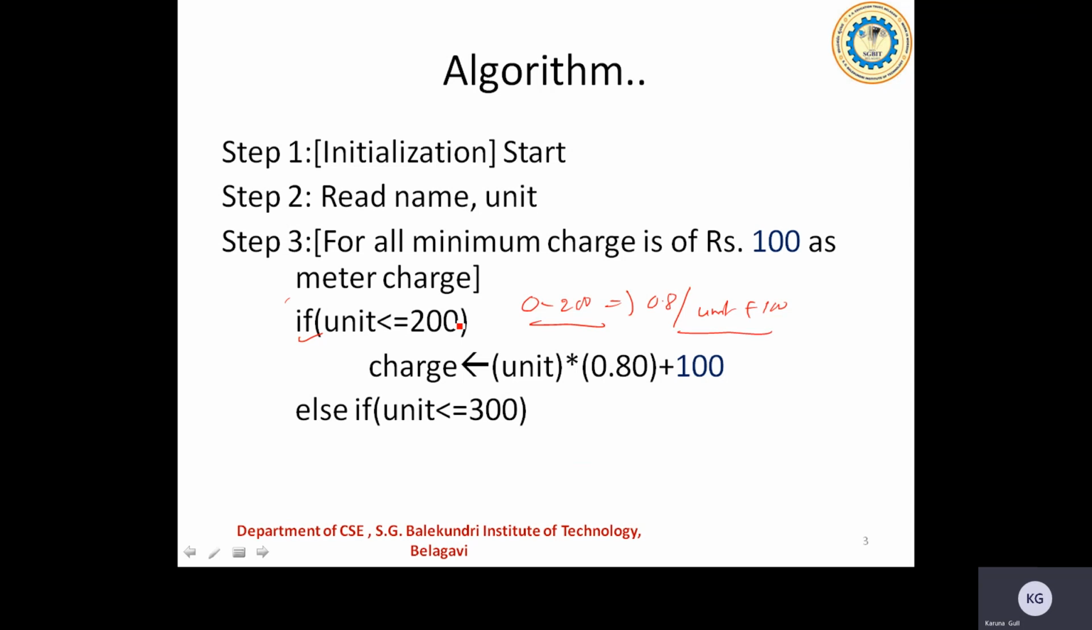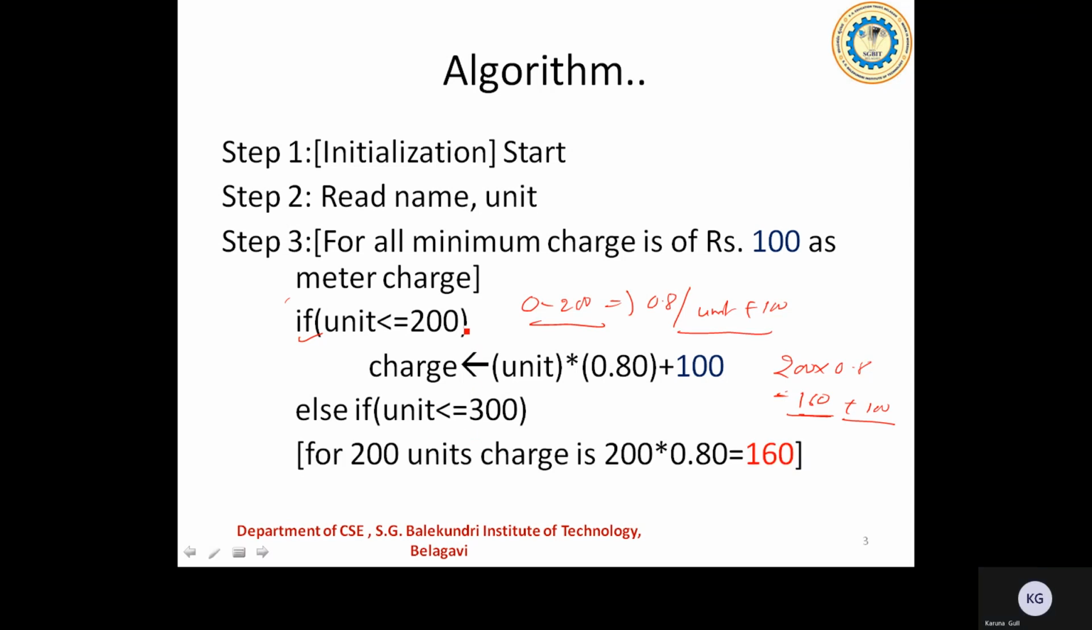In that case, for the first 200 units you'll be paying 80 paisa only. For the units above 200, you'll be paying 90 paisa. So for 200 units at 80 paisa, the total amount is 160 rupees, plus the minimum 100 rupees that you have to pay. So totally you have to pay 260 if it is crossing the 200 units. For 200 units, the charge is 80 paisa itself, 160 minimum, and that's what I have mentioned here.